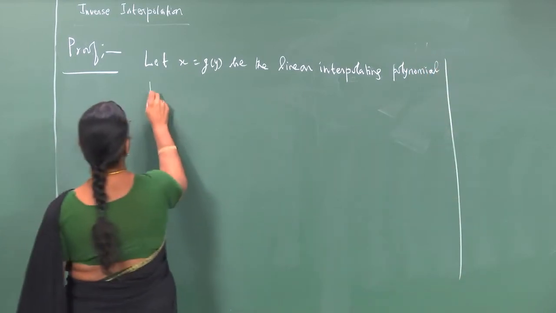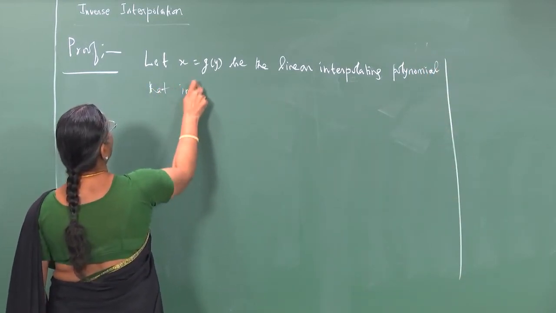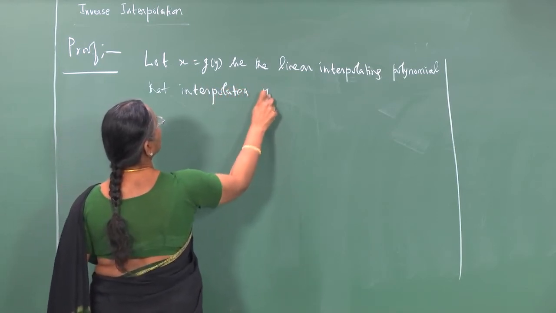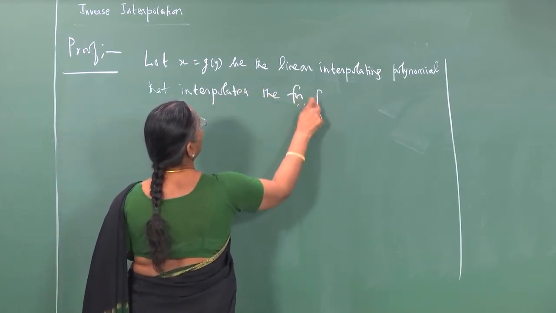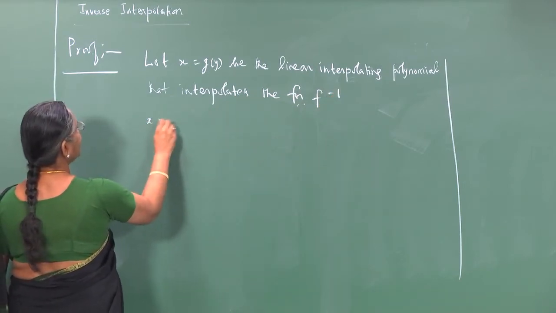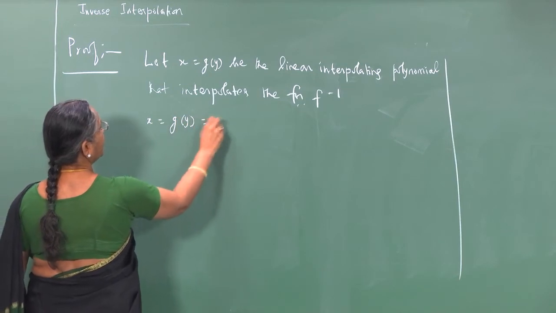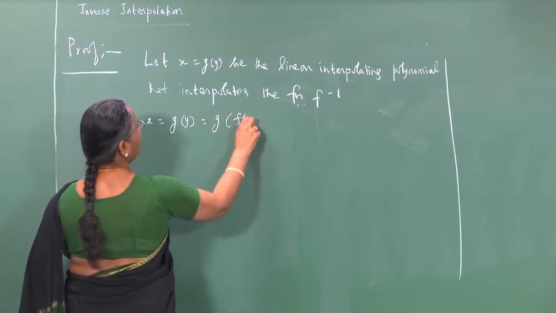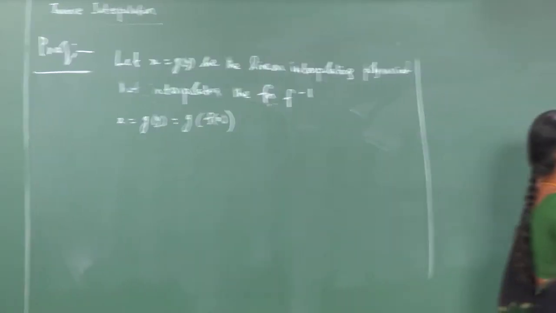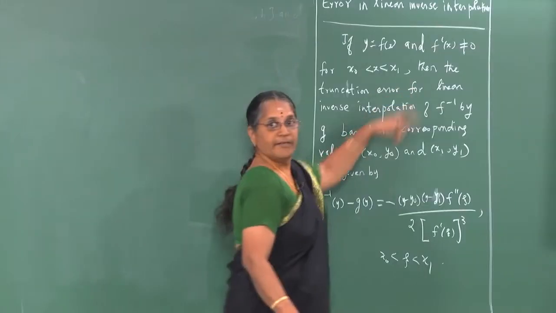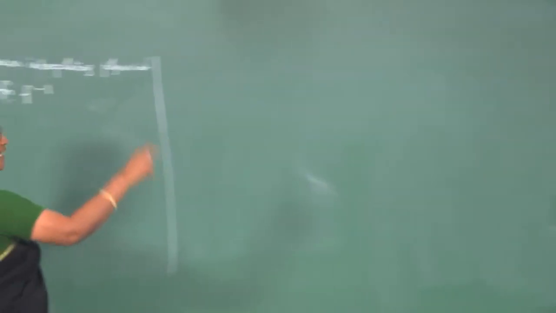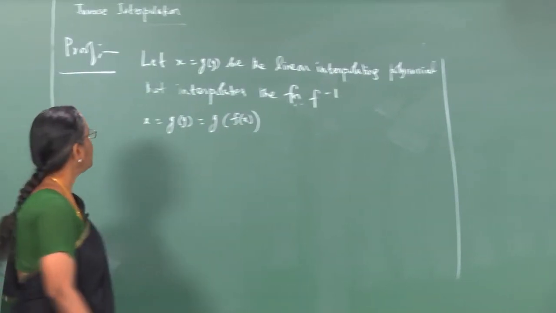That interpolates the function f inverse. So, x is g of y, that is g of f of x, because y is equal to f of x, with the condition that f prime x is different from 0 in the interval x naught to x1.